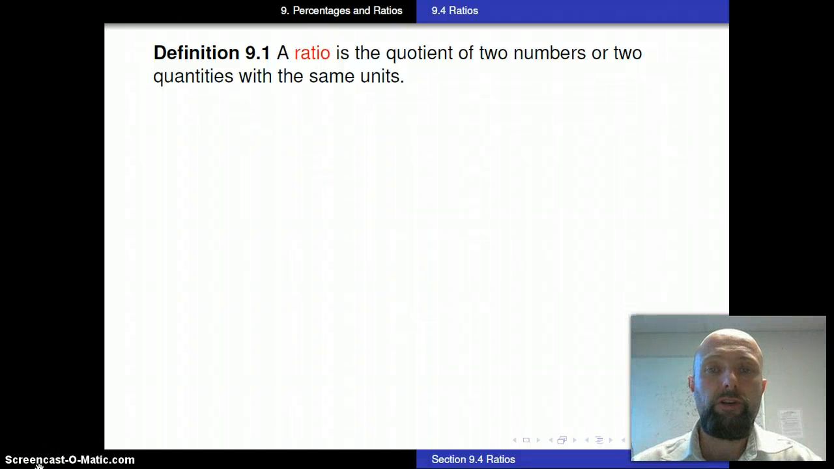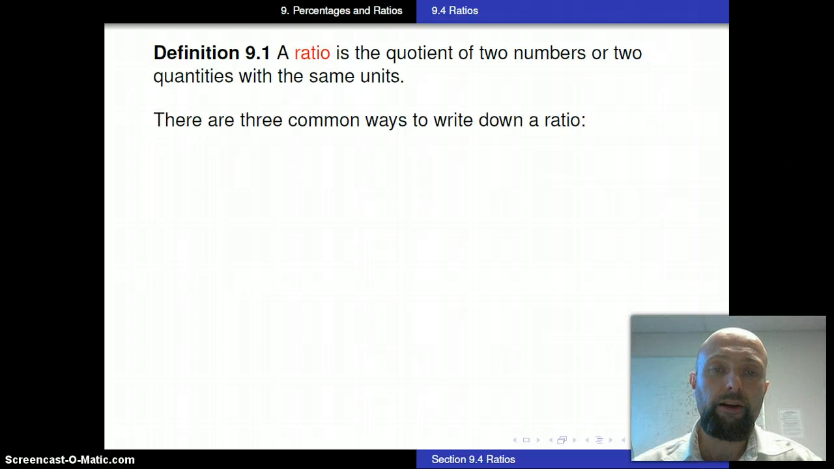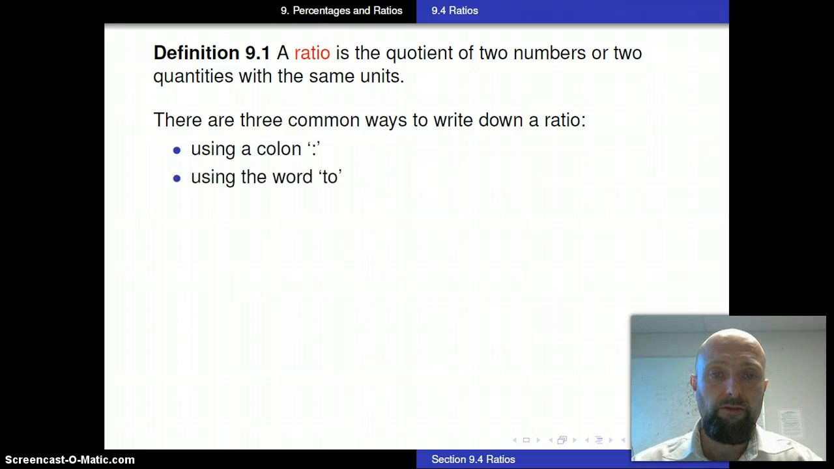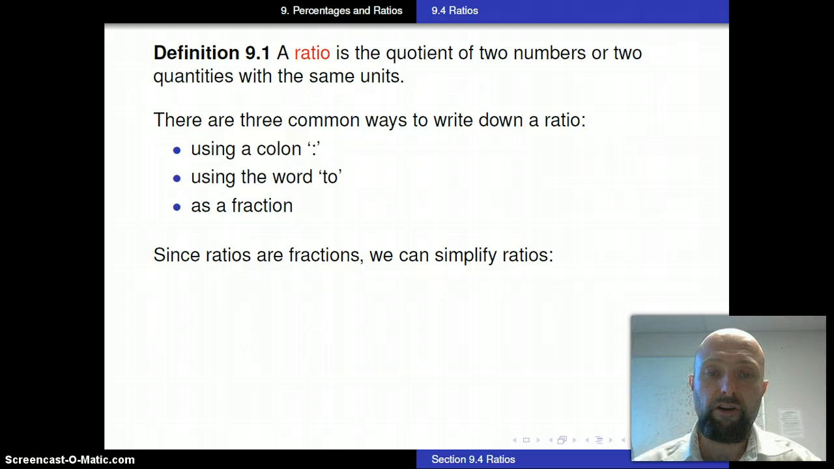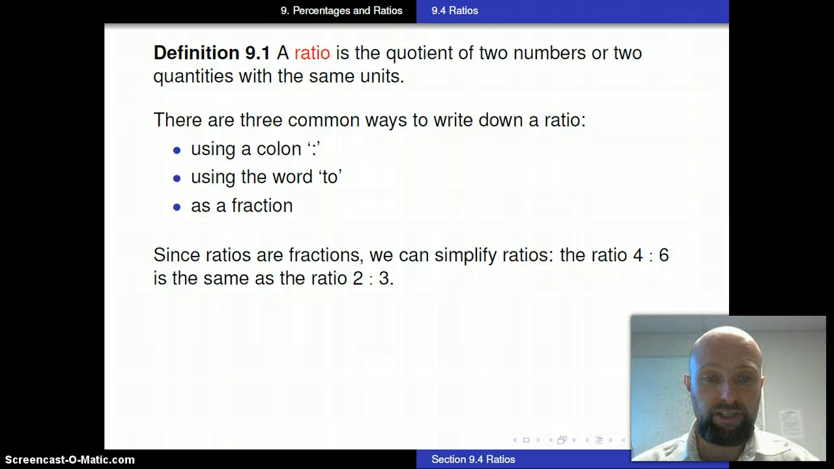A ratio is the quotient of two numbers or two quantities with the same units. There are three common ways to write down a ratio: using a colon, using the word "to", or as a fraction. Since ratios are fractions, we can simplify ratios. The ratio 4 to 6 is the same as the ratio 2 to 3.